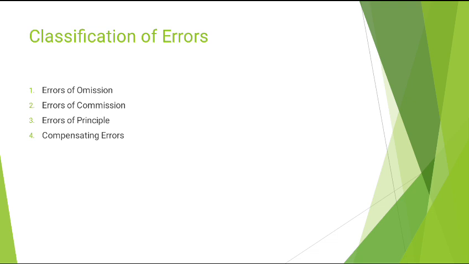First, errors of omission. Second, errors of commission. Third, errors of principle. And the last one is compensating errors. Now, we will discuss in detail the different types of errors in the next slides.